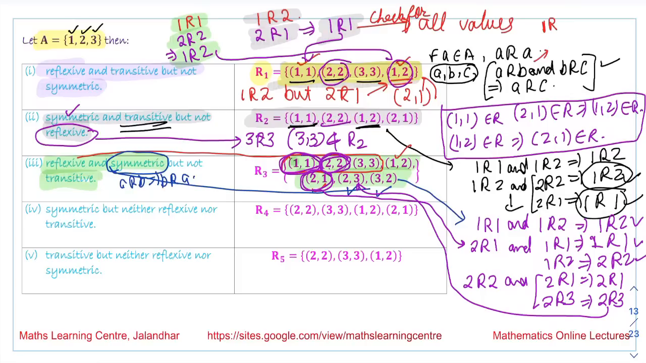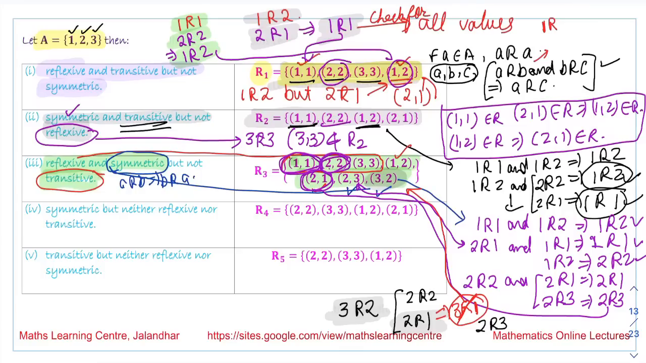Similarly, if we keep on going like this, and we look at the element 3 is related to 2. Now 2 is related to 2, 2 is related to 1, 2 is related to 3. Look at this condition over here: 3 is related to 2, 2 is related to 1. This should imply that 3 should be related to 1. But this is not true. There is no element (3,1) over here. So we are saying that this relation is not a transitive relation.